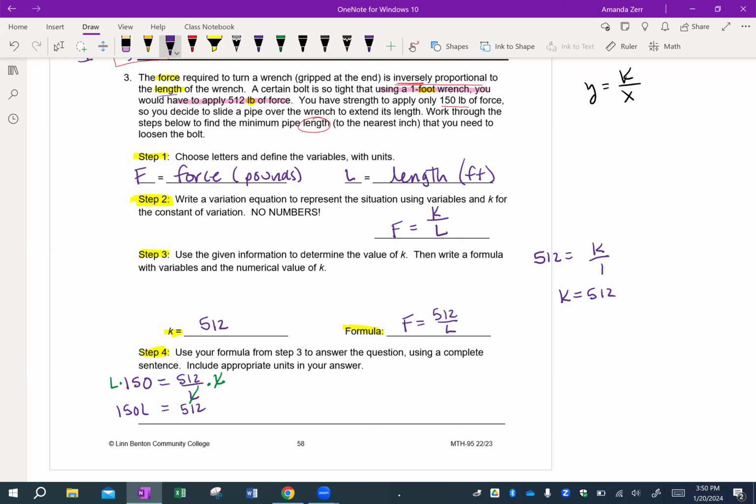So now if I multiply there by L, I would have 150 L is equal to 512. So now I can just divide both sides by 150. The 150s cancel, and I have length is 512 divided by 150, which is about 3.41.